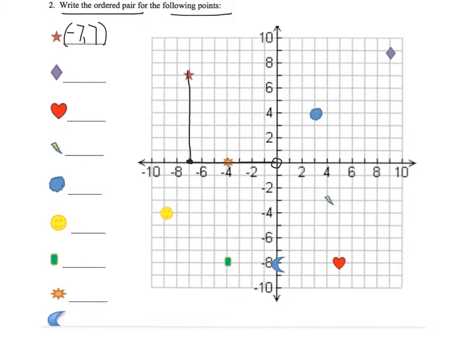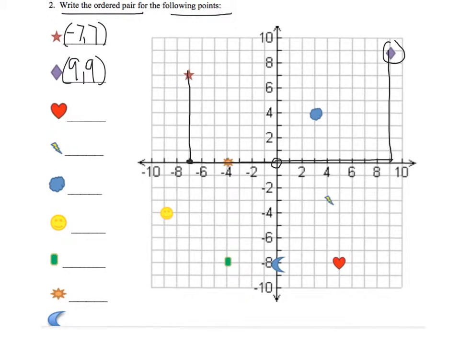The next point or shape is the purple diamond. Purple diamond is all the way over here in quadrant 1. So from the origin, I'm going to go all the way along the x to 9, and from 9, I'm going to go all the way up to a +9 there. So my ordered pair is 9, 9.